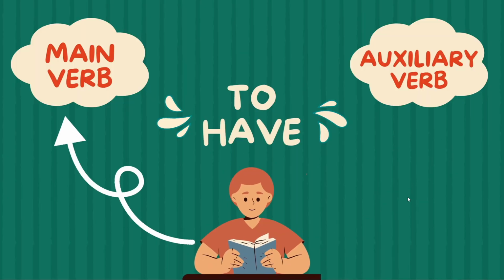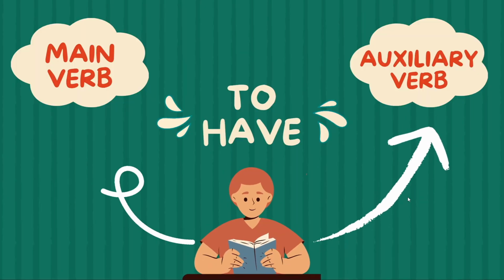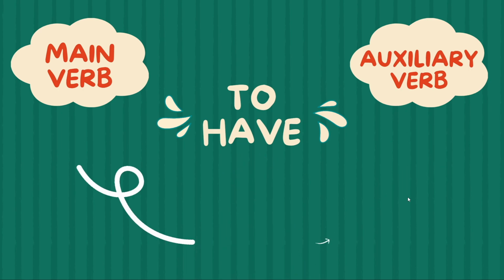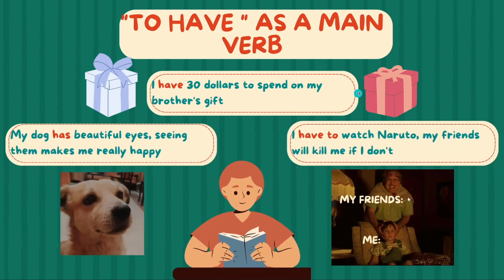So now the verb to have. It has two functions: as a main verb and as an auxiliary verb. To have as a main verb expresses three meanings. For example, the first one is ownership, something that is acquired. For example, I have $30 to spend on my brother's gift.